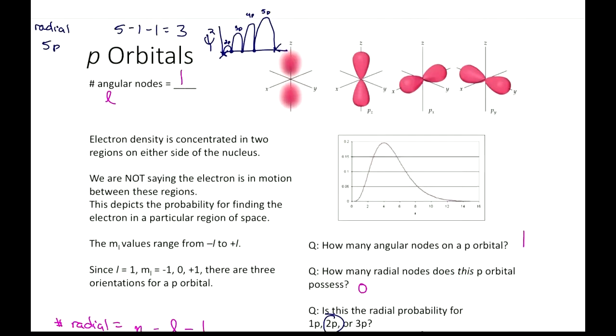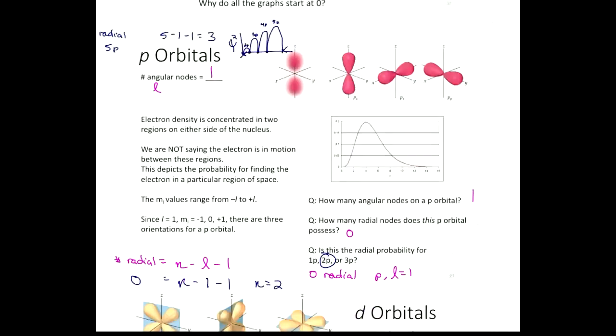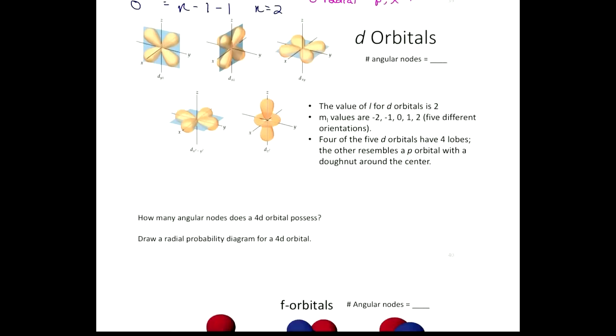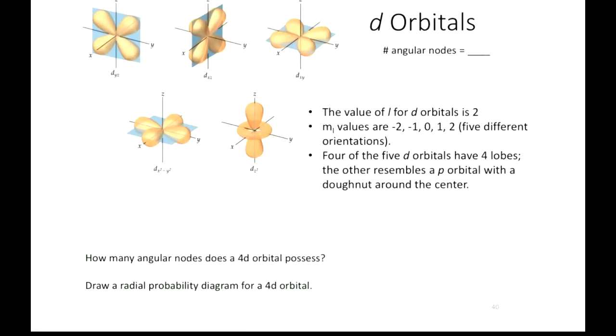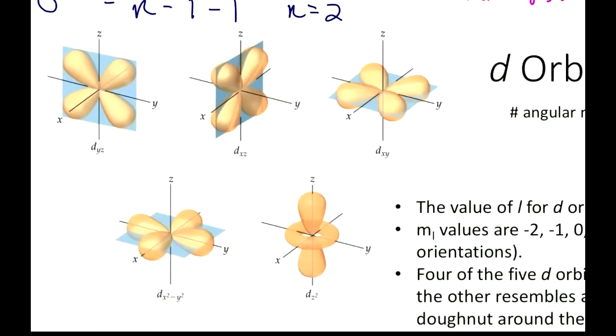So that's how you approach radial nodes and angular nodes. Okay, the last one here, d orbitals. How many angular nodes on a d orbital? Angular. 2, because L equals 2 here. All right. Okay, so here are the different shapes. And so you see that most of them look like butterflies, except our dz squared.